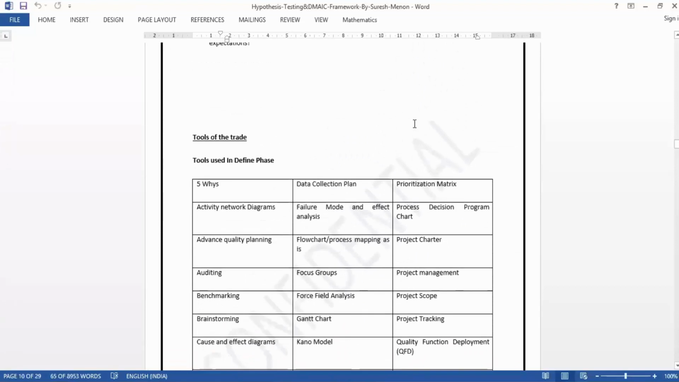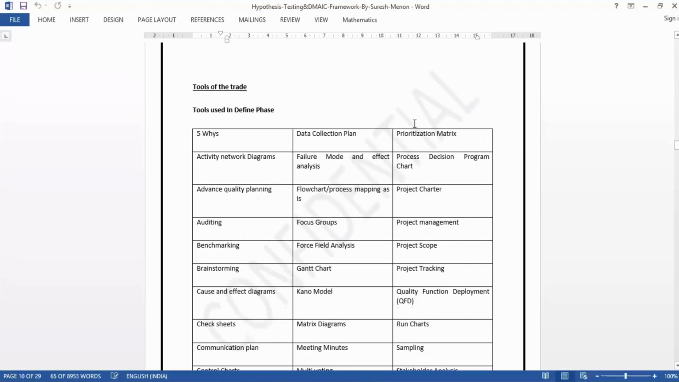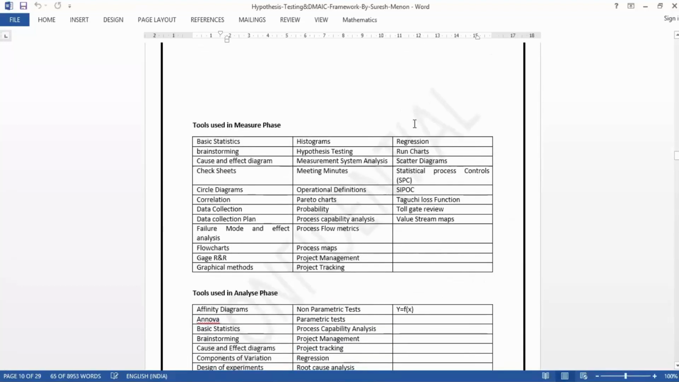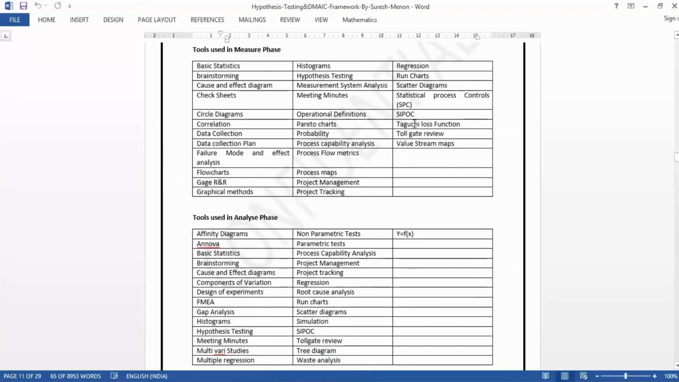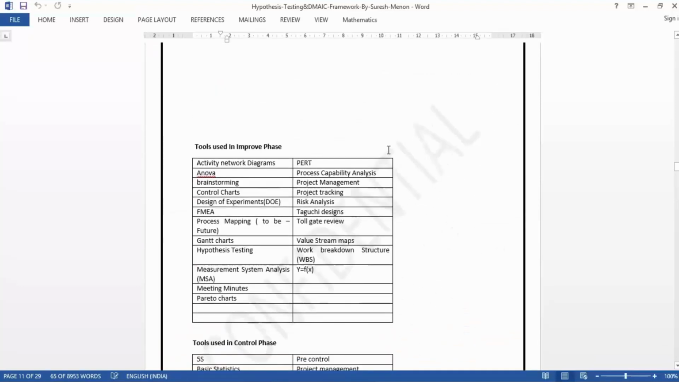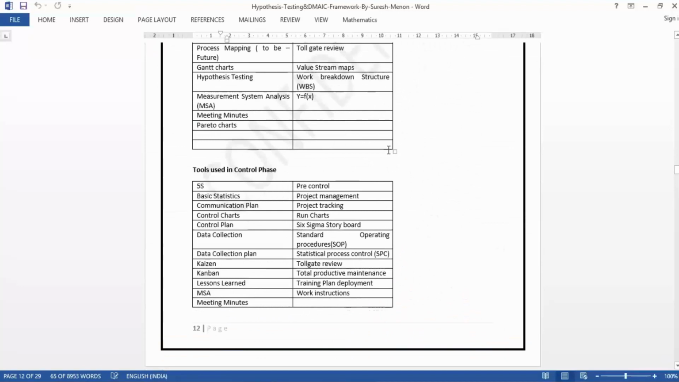Here I have given all this in a very simple way: tools of the trade, tools used in the define phase. This I'll share with you. I already shared with you the tools in the measure phase. What are the tools used in the measure phase? What are the tools used in the analyze phase? What are the tools used in the improve phase? And what are the tools used in the control phase?